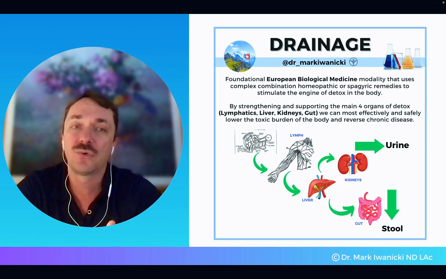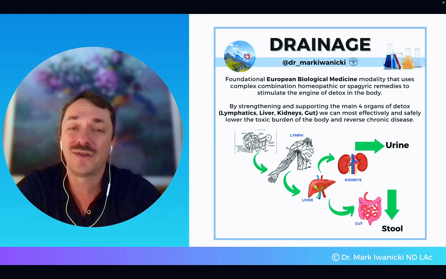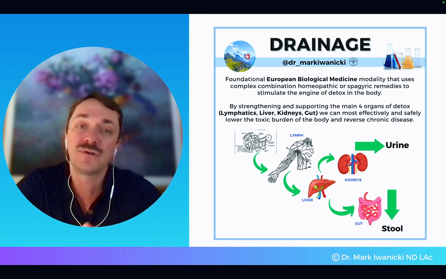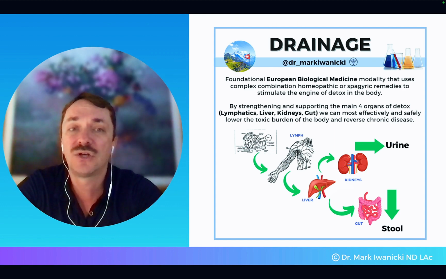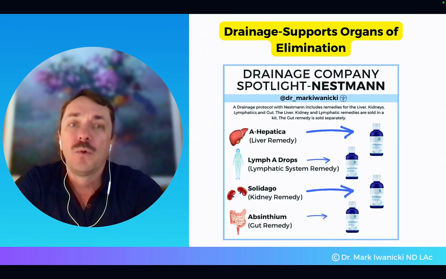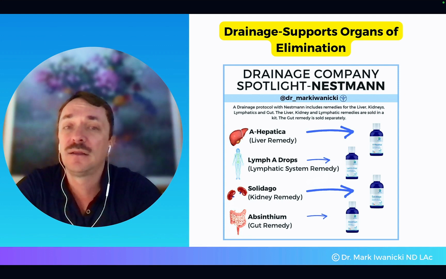By supporting those organs, we're helping to support the natural removal of toxicity, reverse vicariation, and be able to reverse those chronic, long-standing skin conditions. One of my favorite companies to use is Nestmann. Nestmann is a really great company. They have 4 really great products for the main 4 organs of elimination: Hepatica, Lymphate drops, Solidago, and Absinthium.